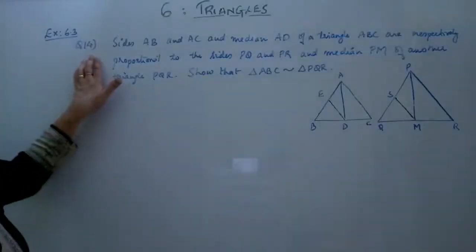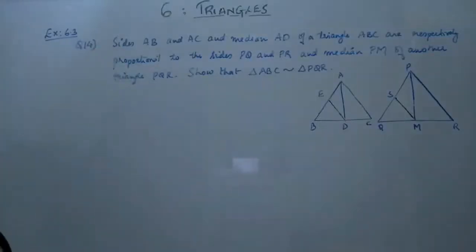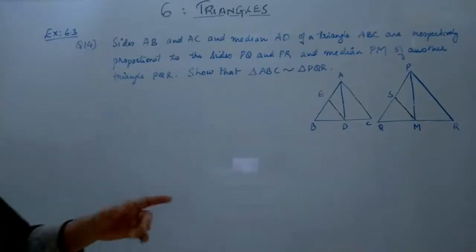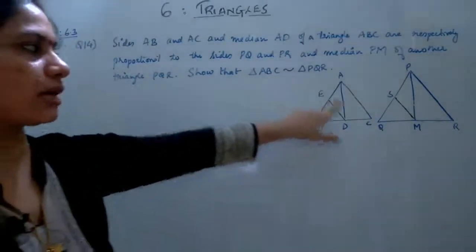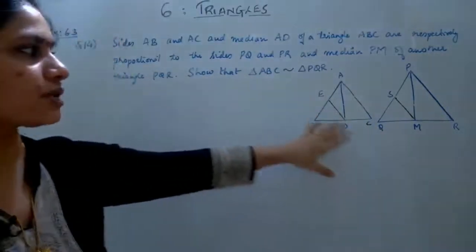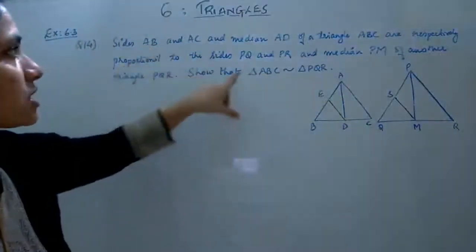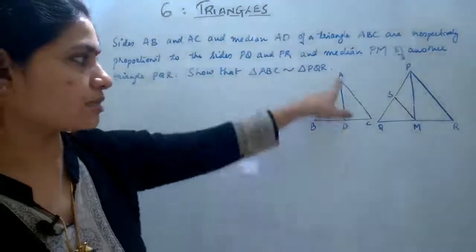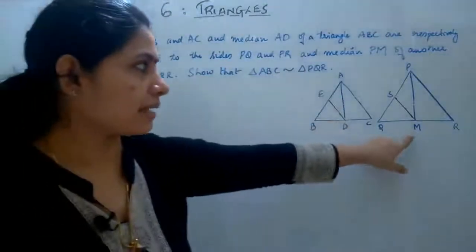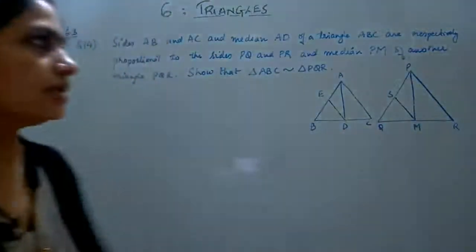Question number 14: sides AB, AC and median AD of a triangle ABC are respectively proportional to the sides PQ, PR and median PM of another triangle PQR. Show that triangle ABC is similar to triangle PQR. So we are drawing two triangles with a point D on BC so that AD is the median, and M on QR so that PM is the median.